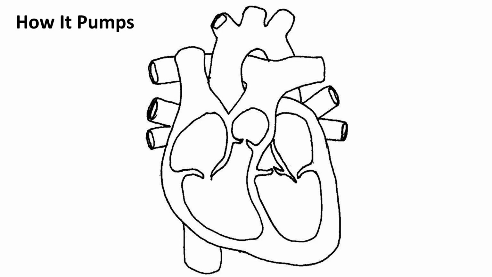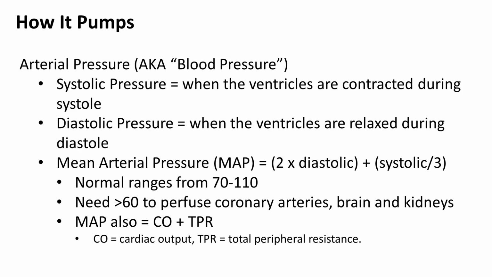So, we've talked about the anatomy, and now you're probably wondering, how does this all work? So, going back to that basic drawing, we're going to break it down piece by piece. There is some important vocab that you should know before we begin, and that is systolic pressure is going to be anytime the ventricles are contracting. Diastolic pressure is going to be when the ventricles are relaxed during diastole.